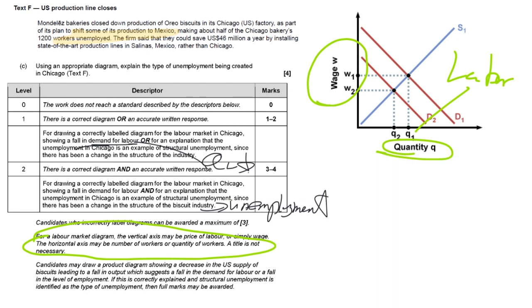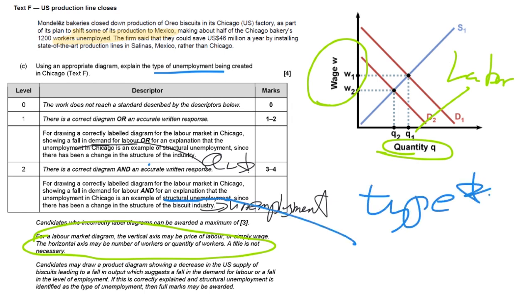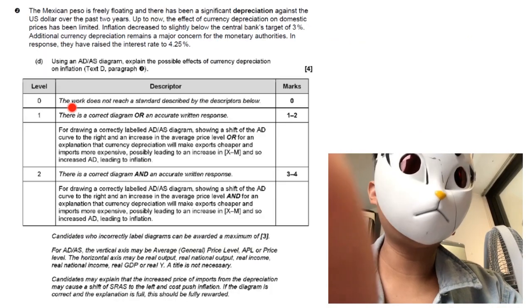One more thing to mention. We have to talk about what the types of unemployment are. Since there is a structural change in the economy, we will call this structural unemployment. Make sure you remember the types of unemployment before you go to the exam. Alright, let's take a look at part D.